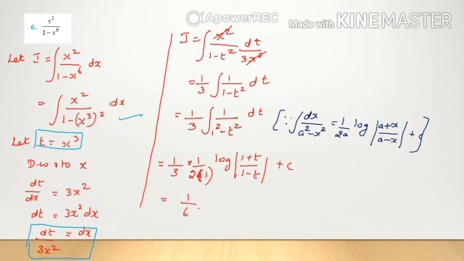So this is equal to 1 divided by 3 2s are 6, log modulus of 1 plus t, where the t value is nothing but x cube, divided by 1 minus x cube, plus c. This will be your answer.